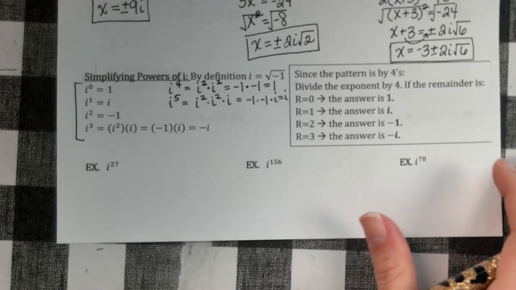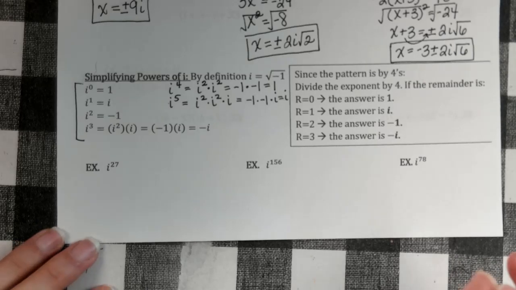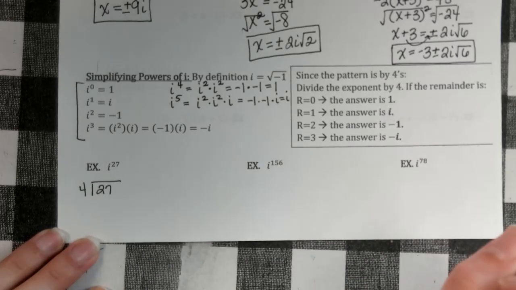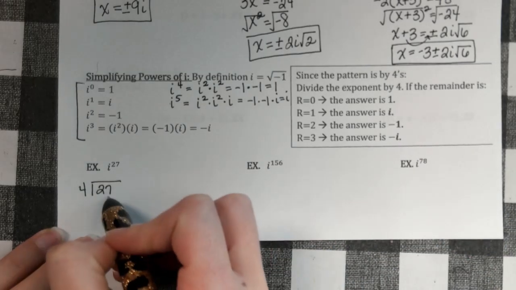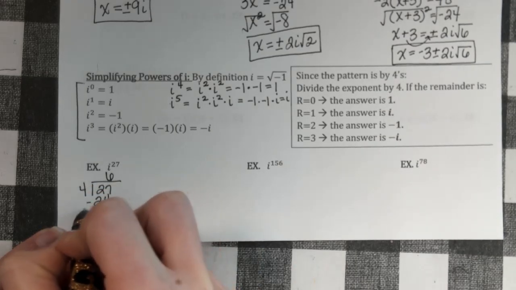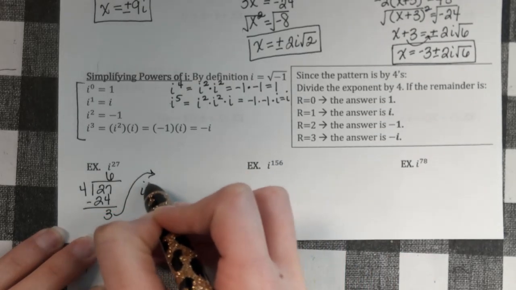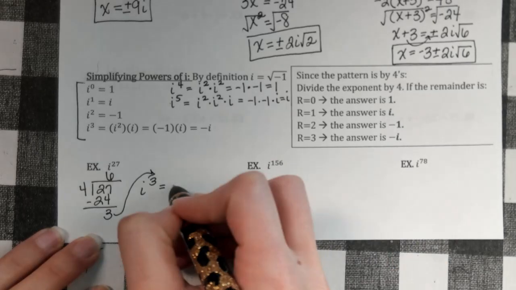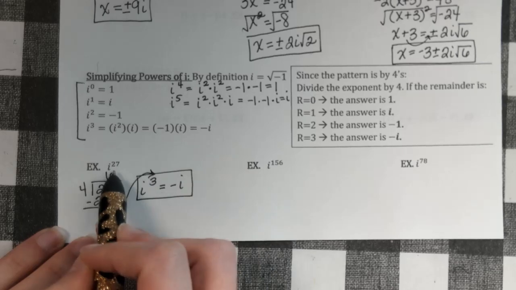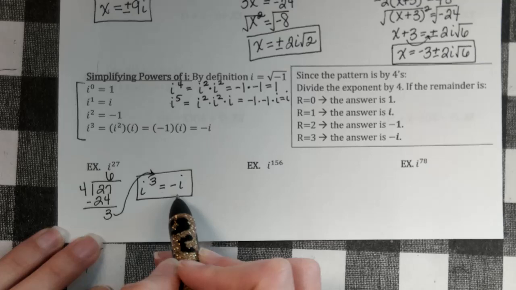Okay, here's a quiz because you're going to have a quiz over this. So if I'm looking at i to the 27th power, I'm going to take 27 and divide it by 4 and do long division because I want to know my remainder. So 4 can go into 27 6 times. 6 times 4 is 24, and when I subtract that, that leaves me with a remainder of 3. So that means i to the 3rd power is -i. So instead of doing all the breakdown for 27, you could simplify it to be i cubed, which is -i.